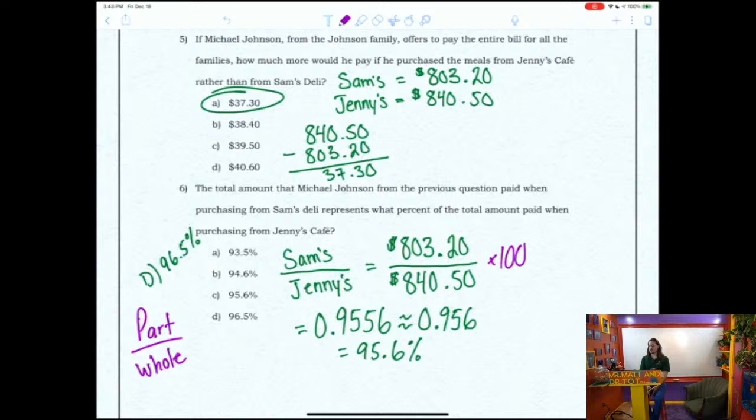So we're going to get $803.20 divided by $840.50, quantity times 100, which is going to give you about 0.9556, which I'm going to round to 0.956, which multiplied by 100 will give you 95.6%. And that's answer selection C. If you have any questions, then please let me know.